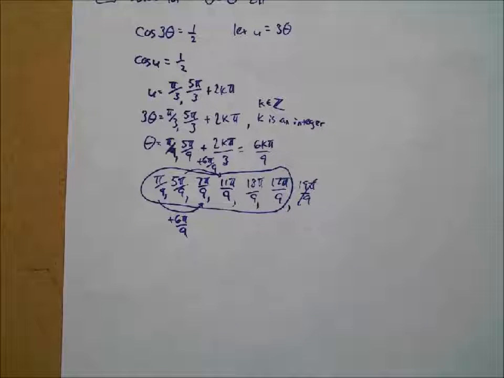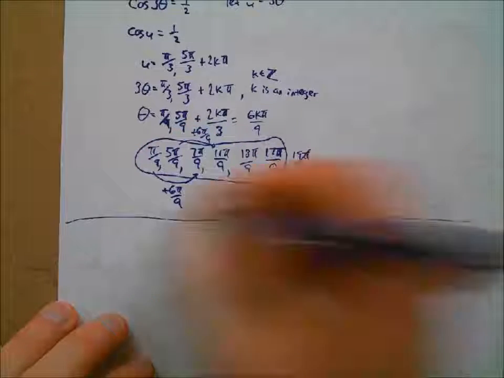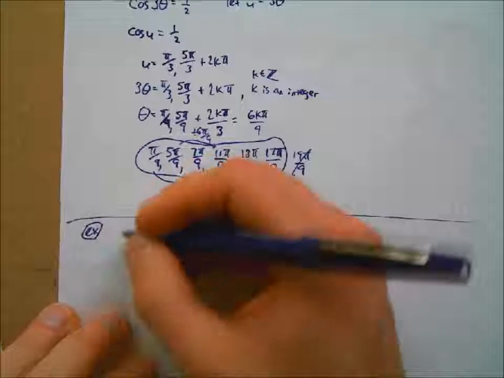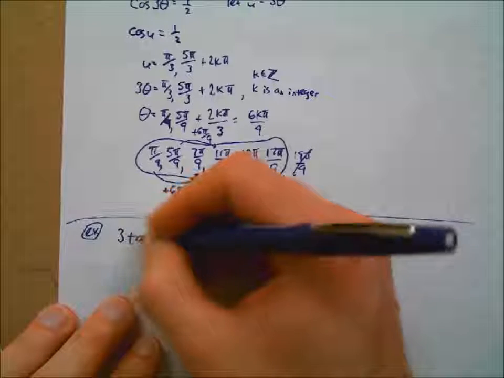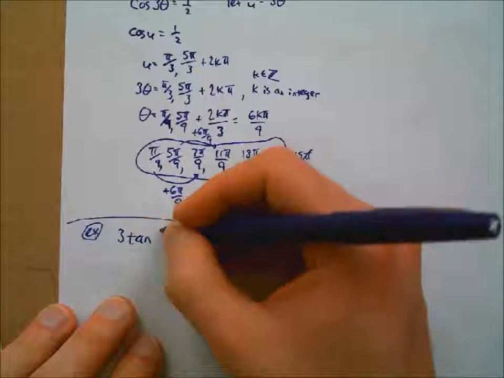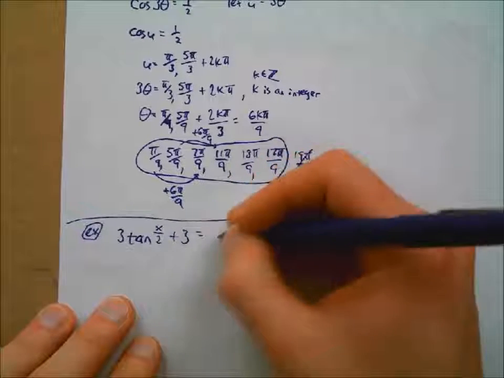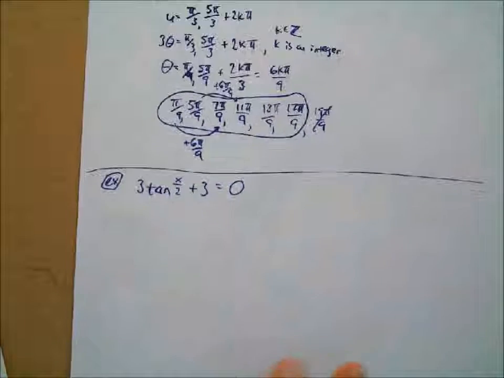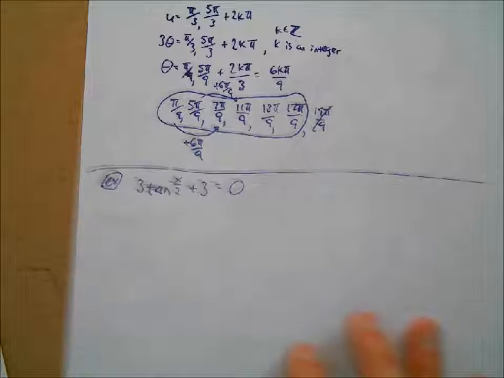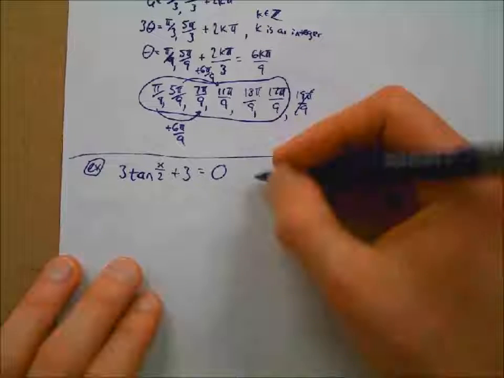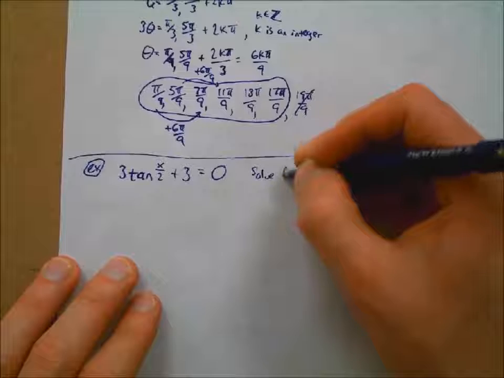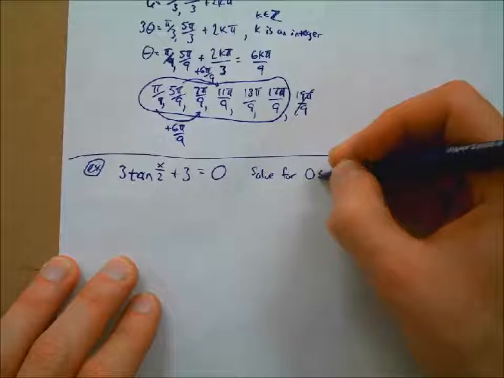All right, so we want to be careful there with coming up with the additional solutions, making sure we come up with the correct additional solution. So let's try another one. All right, how about 3 tangent x over 2 plus 3 equals 0. And again, we'll say the same thing. Solve for 0 less than or equal to x less than 2 pi.